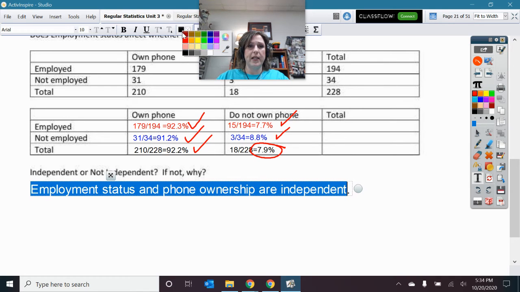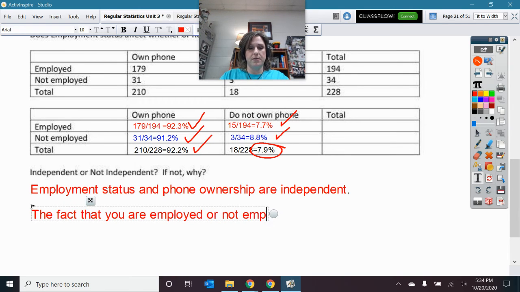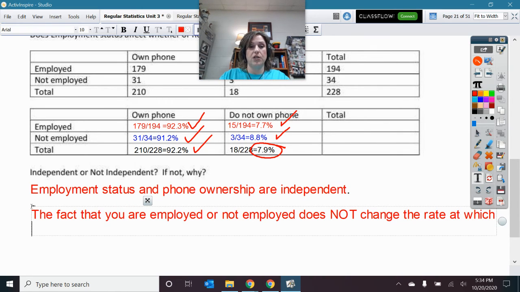Okay, then we elaborate. So let's elaborate. That's when I say the fact that you are employed or not employed does not change the rate at which you own a phone.